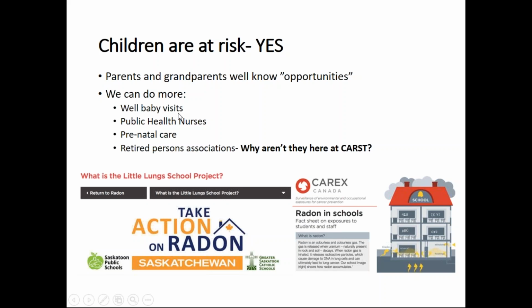In the United States, they had a pilot project with nurses who went and did well baby visits, and they also do things like child-proofing a home. They tell you about your electrical socket. They tell you about carbon monoxide. These public health nurses could be talking about radon gas levels as well.